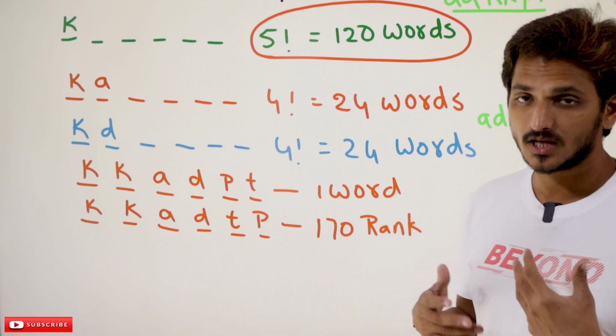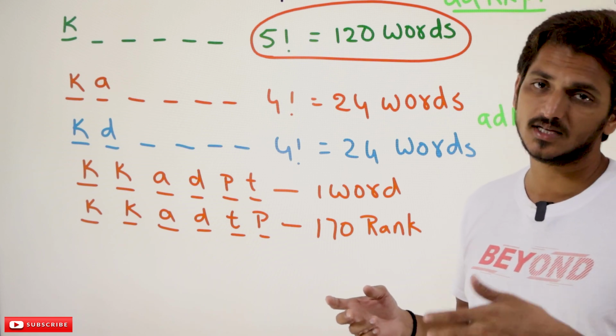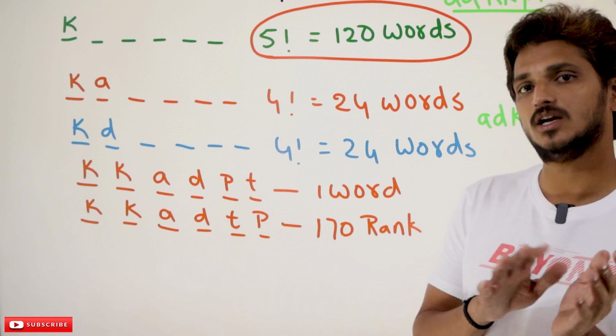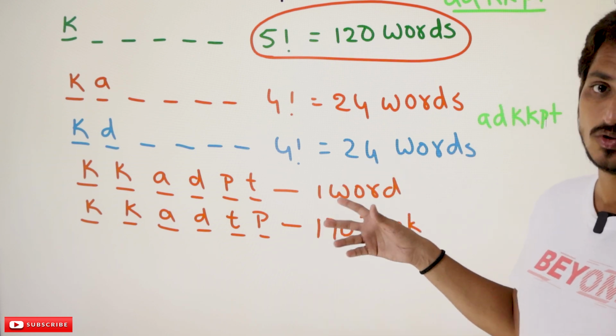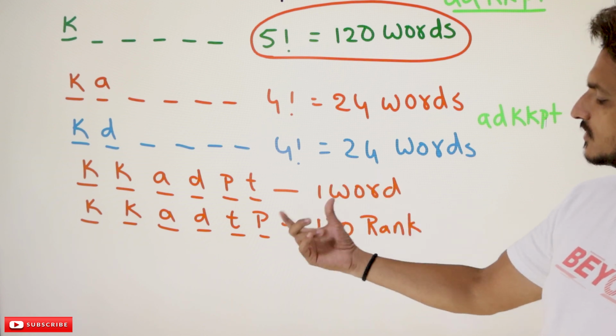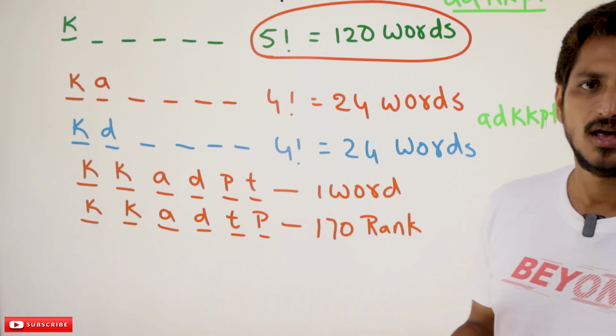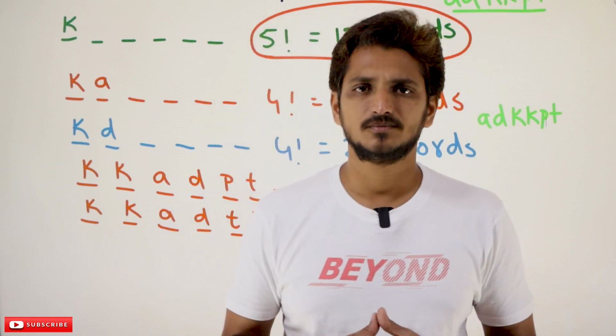Most of the time they are going to ask questions like this. We need to find the word that has the rank, or we need to find the rank that a word has. These examples are very easy once you understand the concept. Hope you understand how we find the word that has rank 170. If you have any questions regarding the concept, please post your questions in the comment section below.